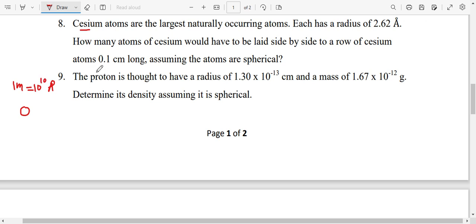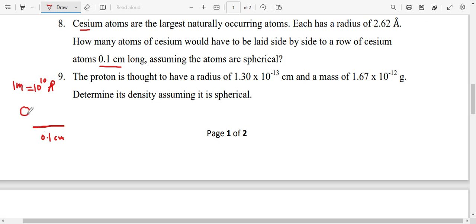Okay. So from here, you are asked how many atoms of cesium you have to lay side by side to make a row of cesium atoms 0.1 centimeters long. So I've got a row like this, which is 0.1 centimeters long. That's the distance. So how many atoms are going to be able to fit in here? How are we able to do that?